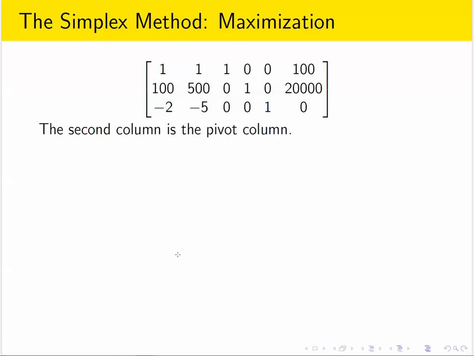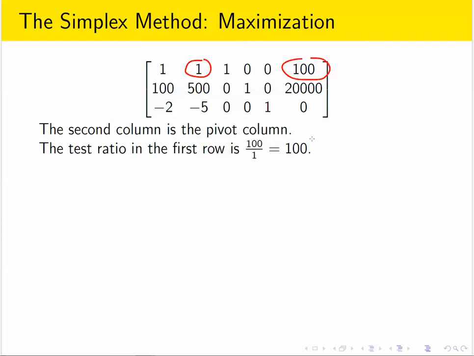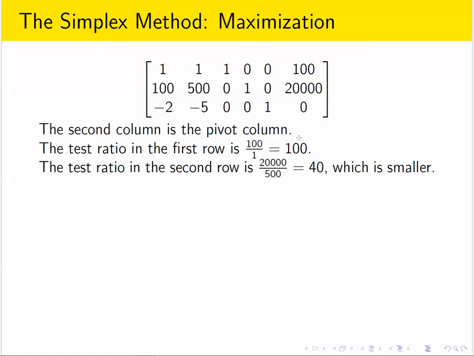And we want to identify the pivot, so we look for the largest negative number in the bottom row. That occurs in the second column. Therefore, the second column is our pivot column. And then we look at our test ratios. 100 divided by 1 gives us 100. 20,000 divided by 500 gives us 40. And 40 is smaller than 100, therefore the second row will be our pivot row.